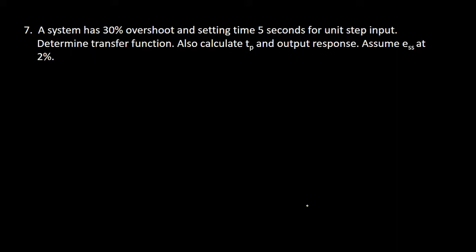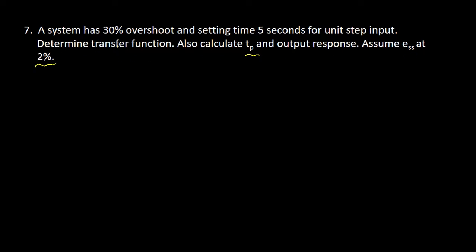In this lecture, we are going to solve the 7th numerical related to second order control system. The question is: a system has 30% overshoot and settling time 5 seconds for unit step input. Determine the transfer function and also calculate the peak time Tp and output response. Assume the steady state error ess at 2%.